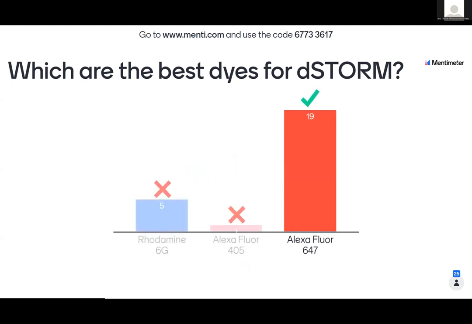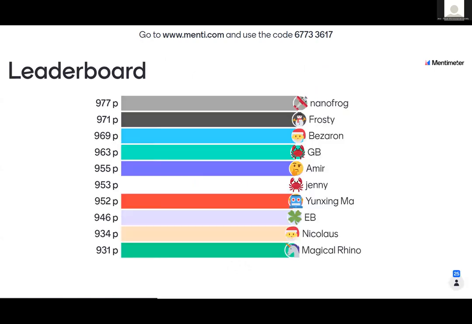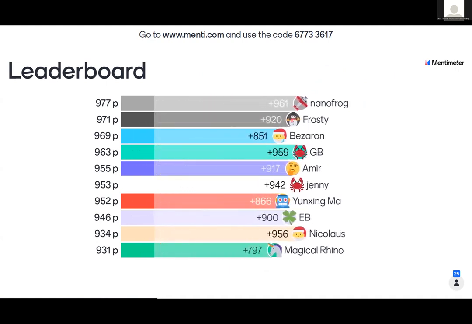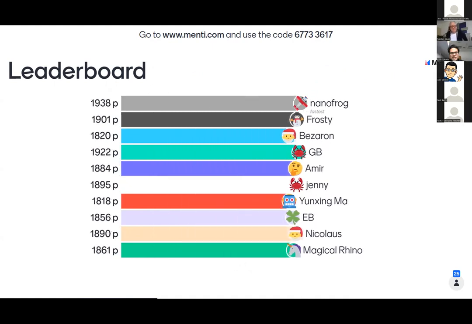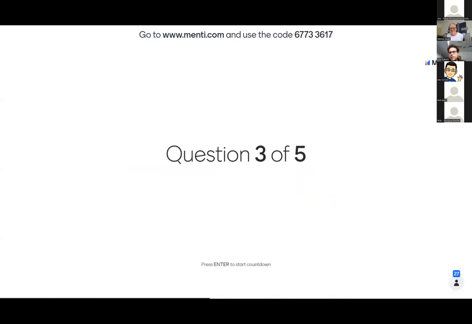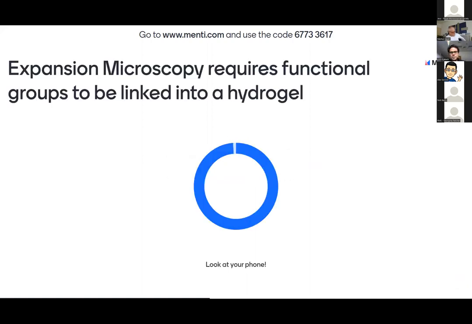Yeah. So let's see who is leading the race. I think NanoFrog has taken the lead. NanoFrog and Frosty. GB was the fastest, so he gets extra points. So now we move on to the next question. And please continue to post your questions. We'll try to take all the questions that are posted in the chat window.